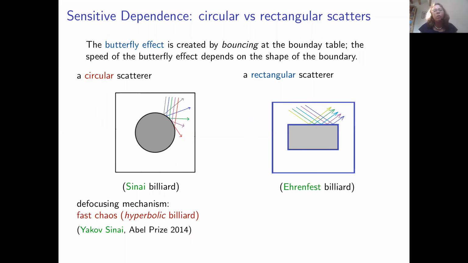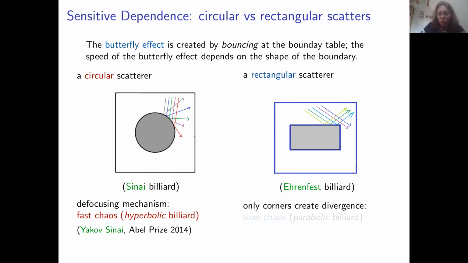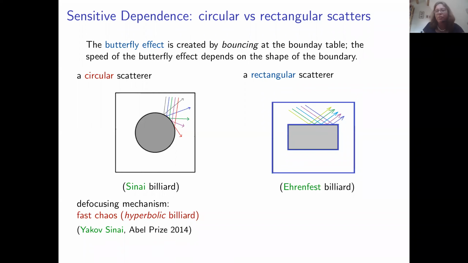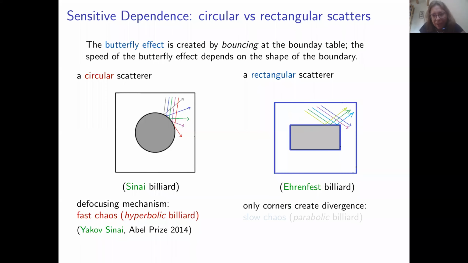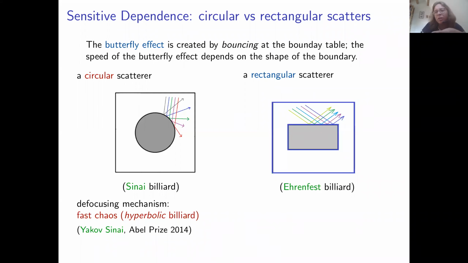On the other hand, I want to compare it with a rectangular scatterer, so a flat, straight-line boundary. And this is a key block of the so-called Ehrenfest billiard. Here there is also a way to see the butterfly effect, why nearby trajectories, for example, which are parallel but only differ in initial position, may take a different time evolution. But here, if I only hit the flat part of the boundary, trajectories which were close stay close. So here there is no butterfly effect.